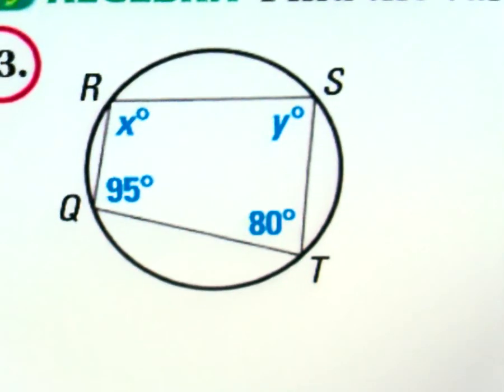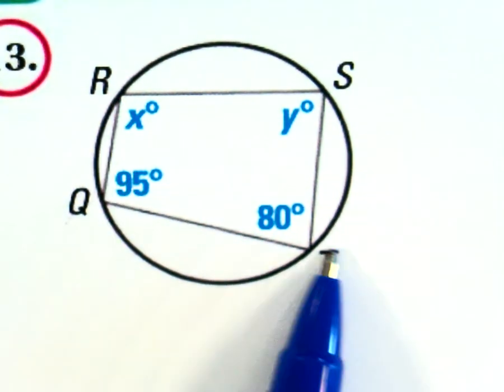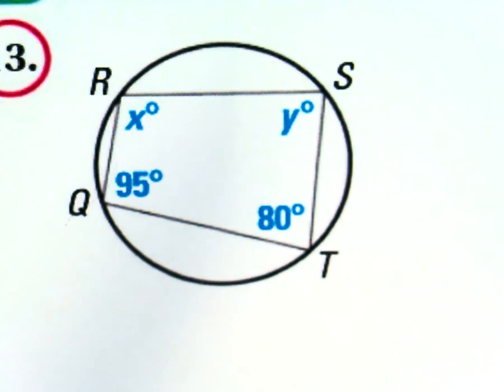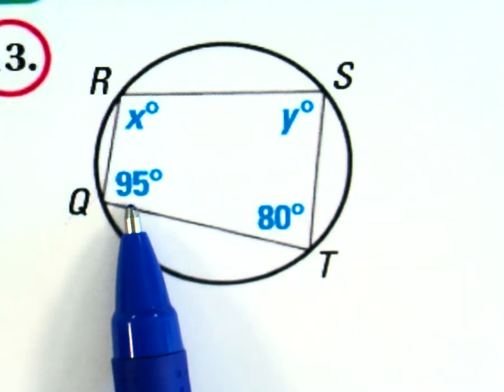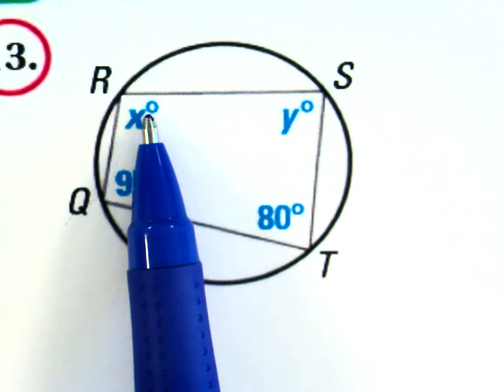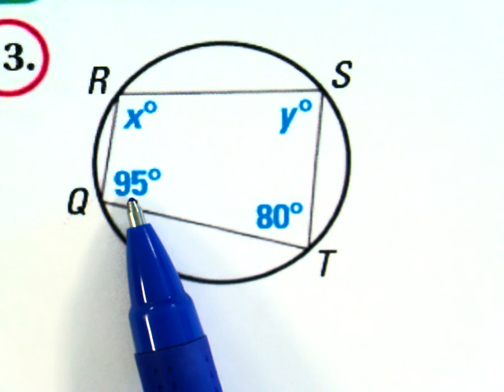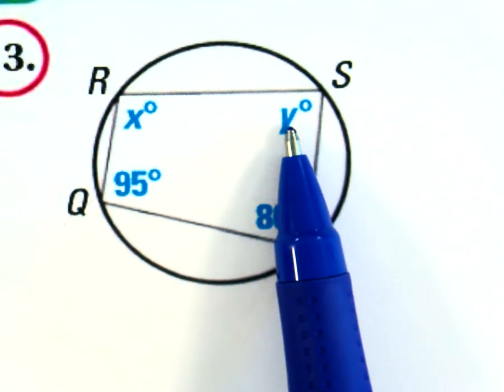This problem. Recall that the opposite angles of an inscribed quadrilateral are supplementary. This quadrilateral is inscribed, so that means that x plus 80 is 180, so x must be 100. Y plus 95 is 180, so y must be 85.